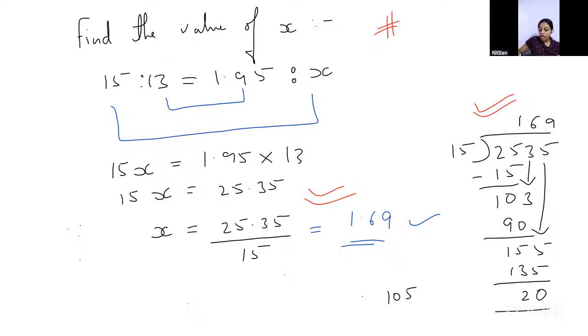Now my number is in point, so I have to make it a decimal. After how many numbers is the point coming in 25.35? One number and two numbers. After two numbers the point is coming, so in the answer I will put the point after two numbers. One number, two number. Here I have put the point. 1.69 is the answer. Understood now? Yes, ma'am. Okay, all right.